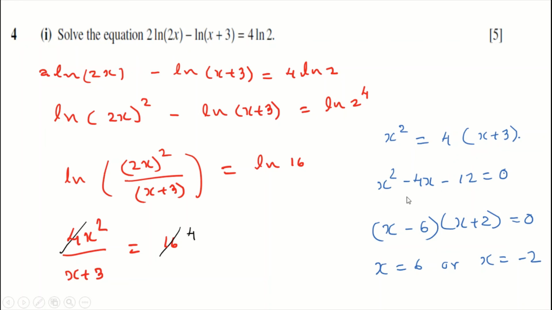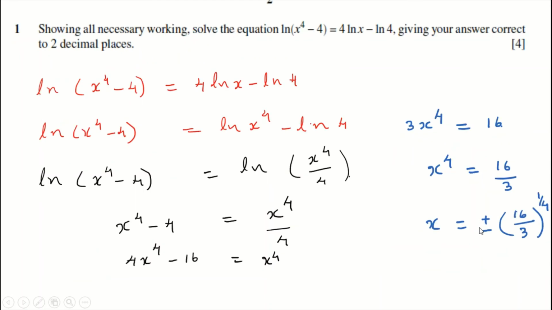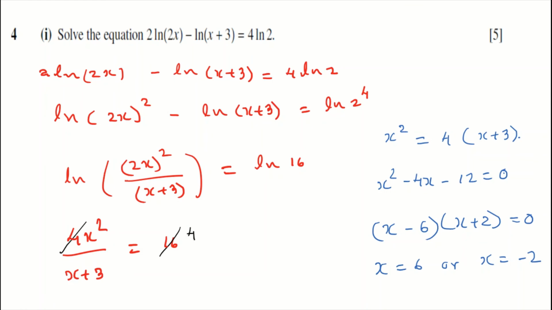x squared minus 4x minus 3 equals 0. So we can write this as x minus 6, x plus 2. We can easily factorize that, right? So x equals 6, and x equals minus 2. We can't take this minus value because when you apply it here it will become a minus inside the logarithm. There cannot be a minus, therefore we will say x equals 6 is the answer.